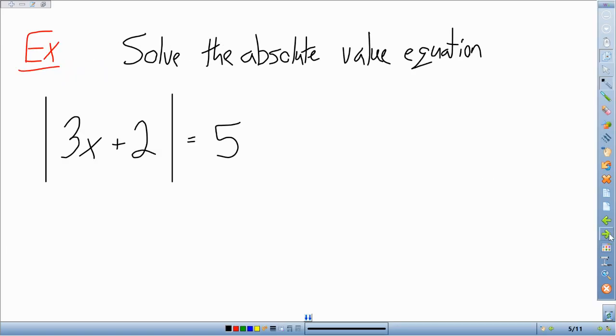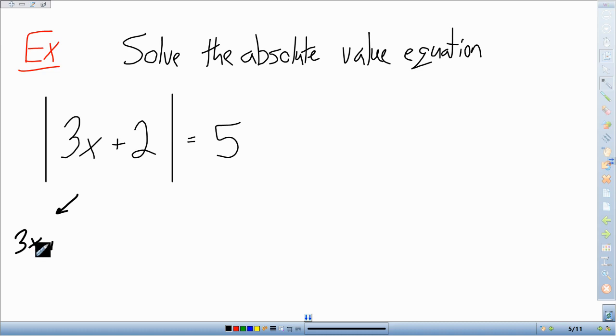Let's see. Okay, go ahead, take a second and copy this. Okay, so inside of the absolute value bars, a little bit more complicated numbers in there, but it still follows the same fundamental idea. I know what is inside of the absolute value is going to be set equal to a positive 5 as well as a negative 5. Those are my two equations. So let's go ahead and start with the positive 5.